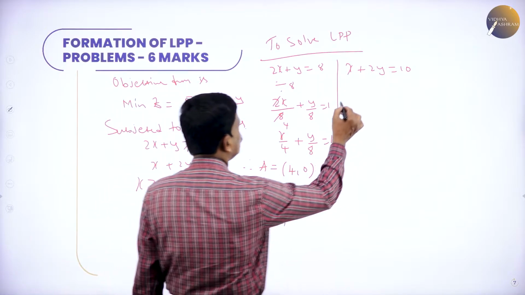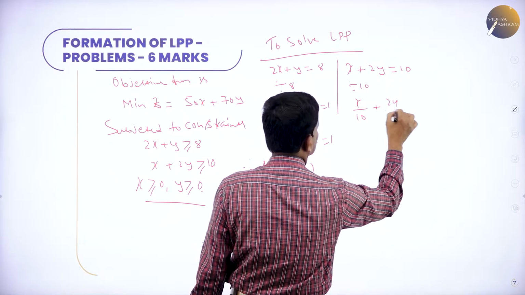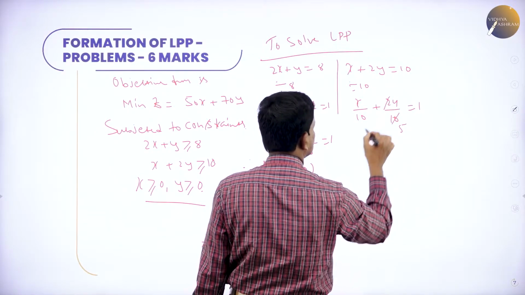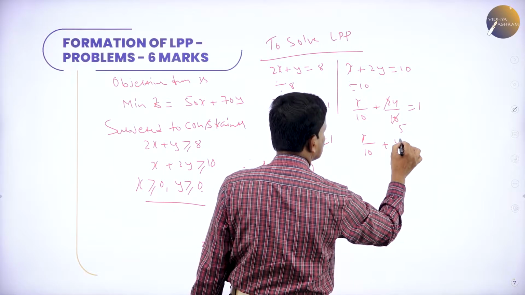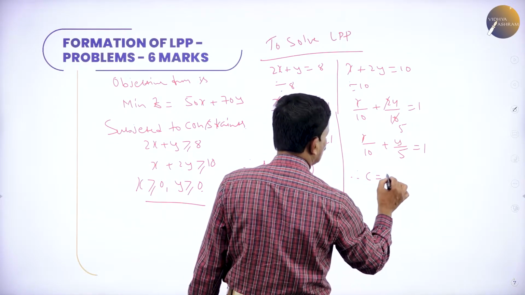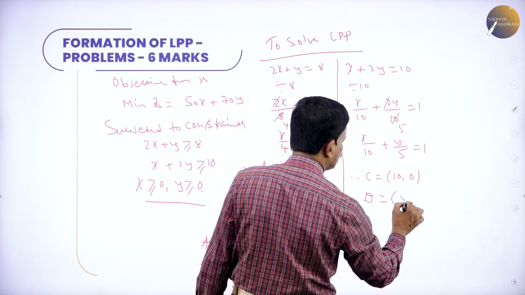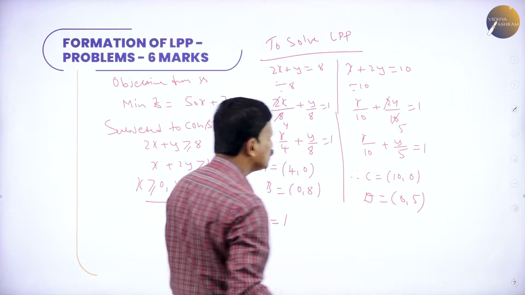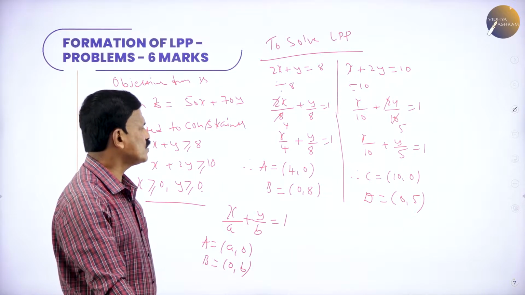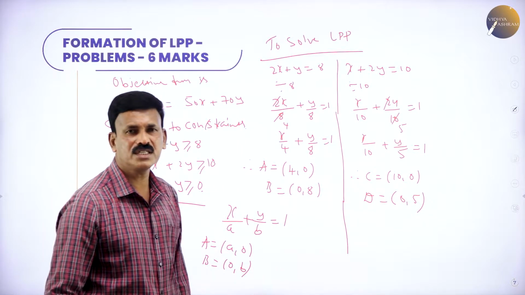So for this also, divide by 10, you will get x by 10 plus 2y by 10 is equal to 10 by 10 is 1. This is 2 5s, so it gets cancelled. X by 10 plus y by 5 is equal to 1. Therefore, coordinates of C is equal to 10, 0 and D is equal to 0, 5. So, A 4, 0, B 0, 8, C 10, 0 and D 0, 5. These are the coordinates for line 1 and line 2.